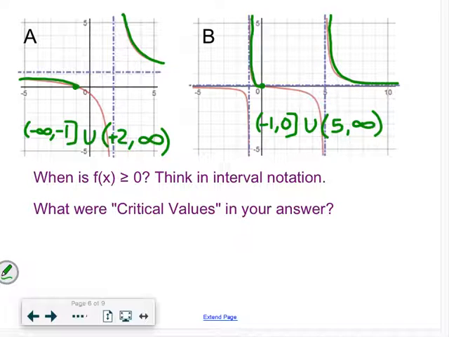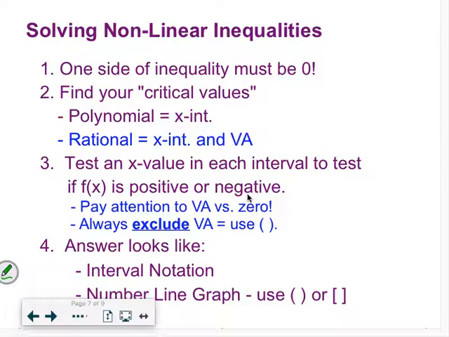So what would you tell me are the critical values in a rational function? X-intercepts and vertical asymptotes. So let's add that to our notes up at the top. The potential locations for me to switch my sign are x-intercepts and vertical asymptotes. So I have here rational, x-intercepts, and vertical asymptote.